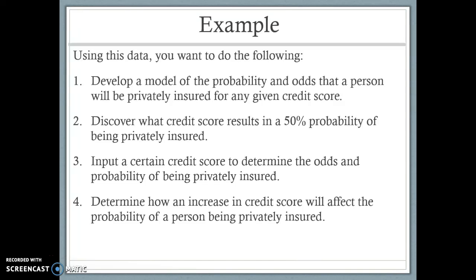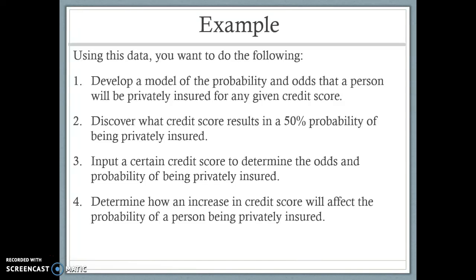I also can discover what credit score results in a 50% probability of being privately insured or a 75% probability. If I want to know the 75th percentile for people that are privately insured, what's the credit score that cuts those two off? Those are all the things we talked about during probability. We can use logistic regression to figure those out.